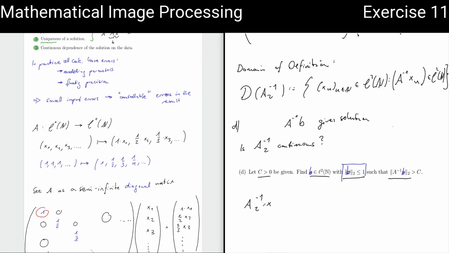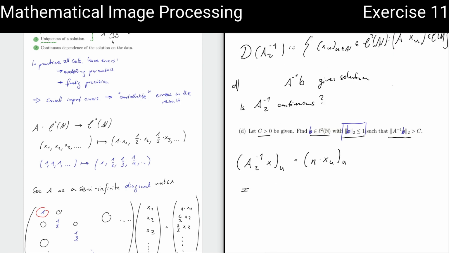Let me write down once again the definition of A^{-1}x. This is nothing else than n times the nth term of our sequence. So what does this mean for the 2 norm? We always need to consider 2 norms here. The 2 norm is nothing else than the sum of k squared times x_k squared. This holds for all x in the domain of definition. How do we find the b like this?